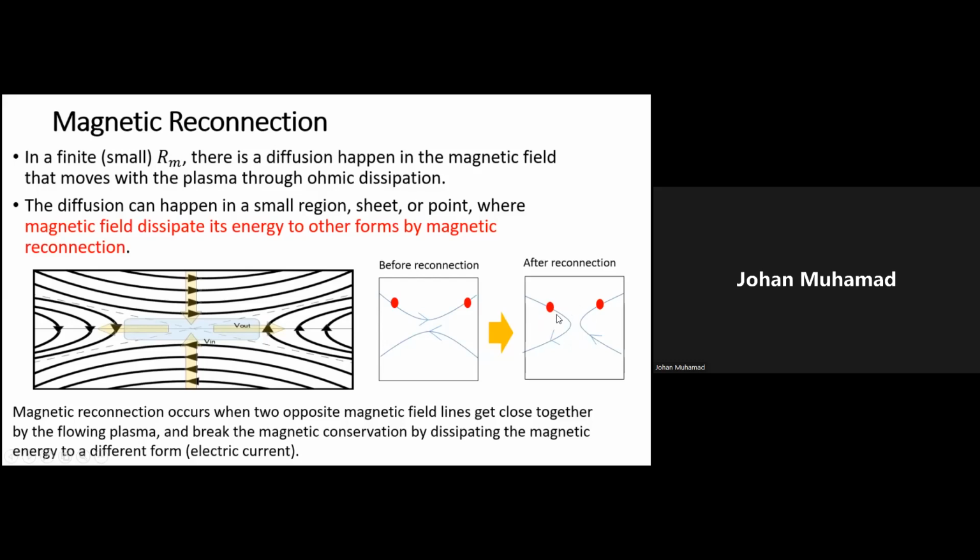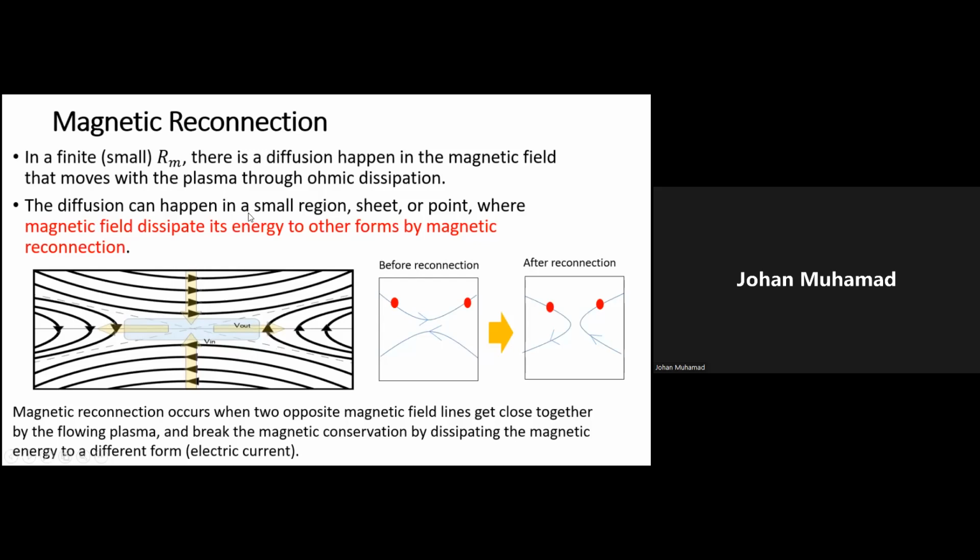And this magnetic reconnection allows the diffusion to happen, which means that there's ohmic dissipation, meaning that some of the magnetic energy is transformed to other energy. Then usually we will have an electric current here. So the plasma will now move to the right side and to the left side. Initially the plasma moved from above to the bottom and from the bottom up, and now it will move to the left and to the right.